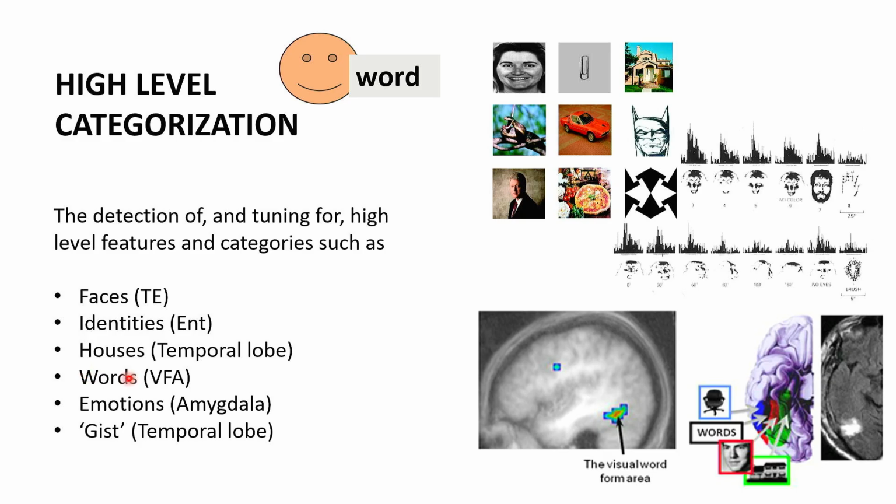Of course, there's the parahippocampal place area, which is tuned to things like places, but you also have things like the visual word form area, which is a region in the brain that typically responds to combinations of letters that form words. Emotions, gist, all sorts of higher level categorizations are also, of course, very important for recognizing objects, doing visual stuff, you could say.